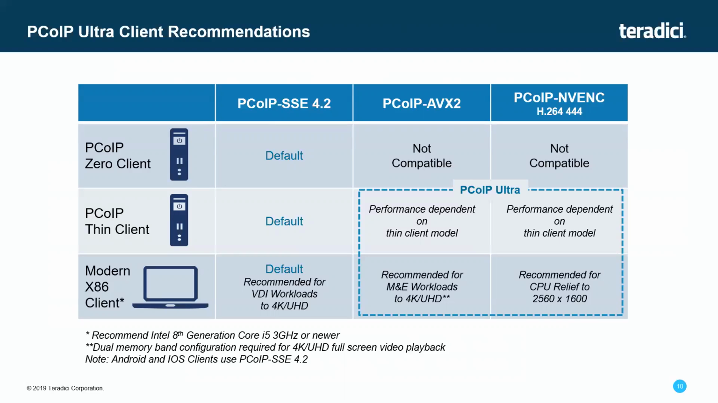The performance on thin clients is good enough for a lot of different use cases, but the performance for PCoIP Ultra is really dependent on the performance of the CPU itself, beyond whether or not it's capable of AVX2. So for the most demanding use cases, such as, again, media and entertainment, we recommend using a full client or a fat client.